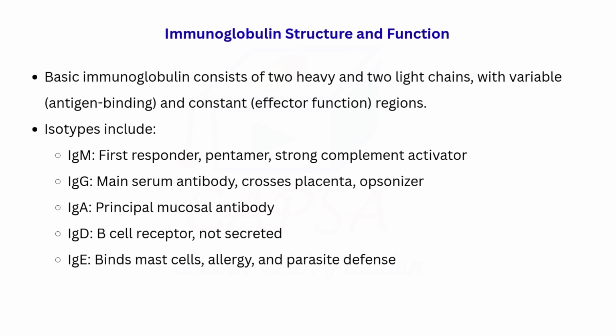IgA protects the mucosal surfaces like the gut and the respiratory tract. IgD is mostly a receptor on B cells. IgE plays a key role in allergy and defense against parasites. Each class of antibody is specialized, ensuring our immune system can tackle pathogens in every environment of the body.